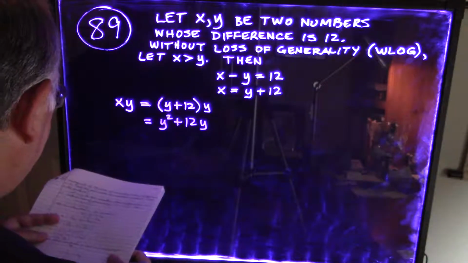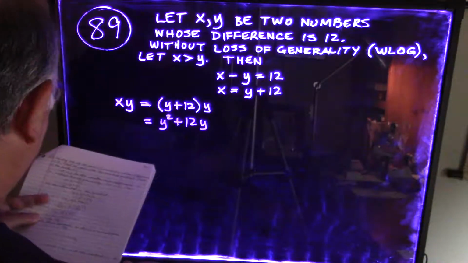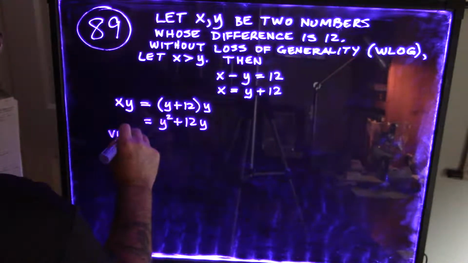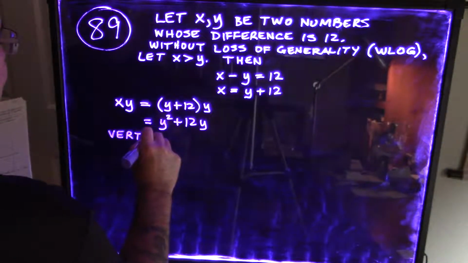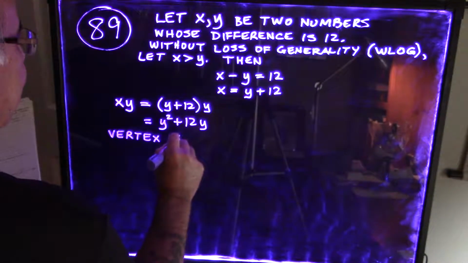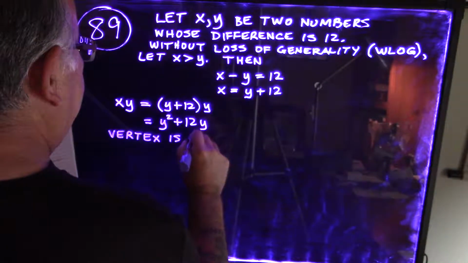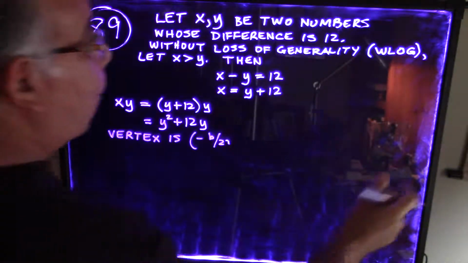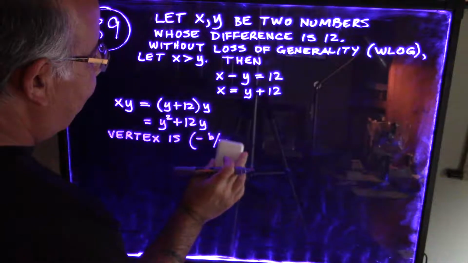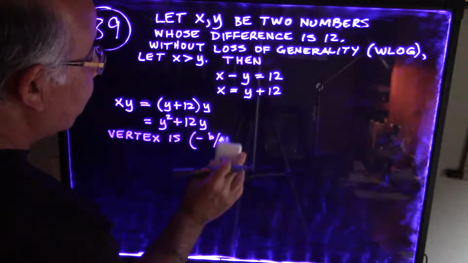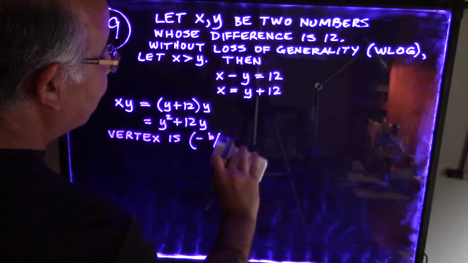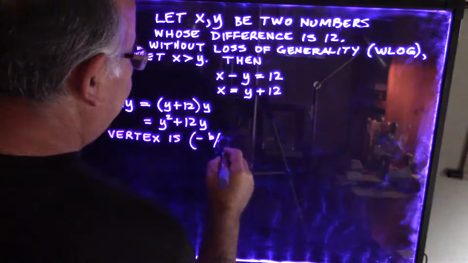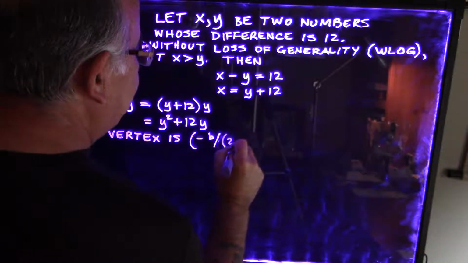Now, I'm not going to complete the square on this. Just to be different, I think I'll do it using the formula. The vertex for this is negative b over 2a. Oops. Let me rewrite this. And you might be wondering why. What did he do wrong? I'll show you in a second here. I'll put parentheses. Now it's correct.